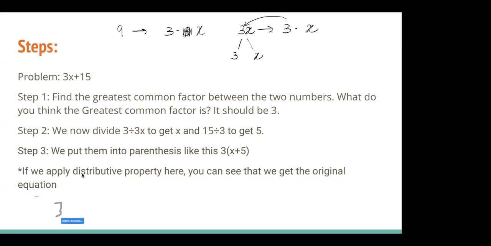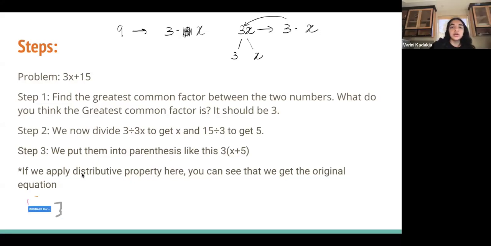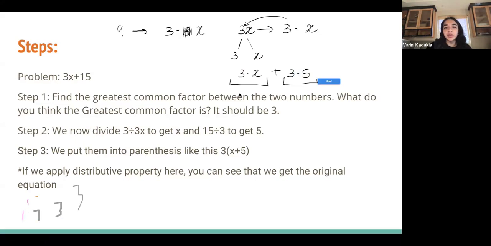Yes, please. Yeah? Okay. Yes. So we have 3 times x plus, then we can split 15. We can split 15 into 3 times 5. Okay. So what is a number we see that both of these parts have? So this is like part 1 and part 2. What number do both of them have?